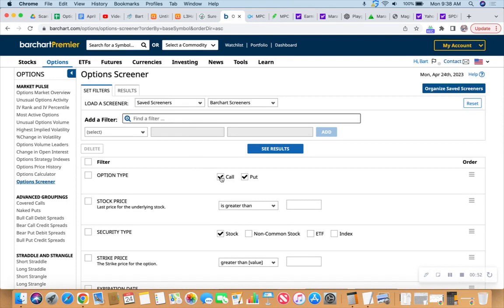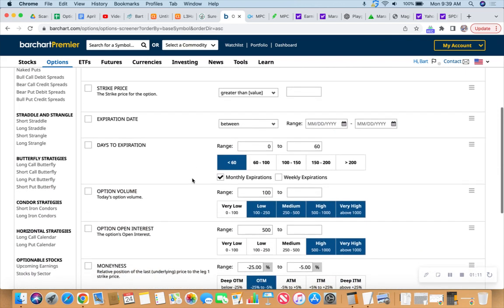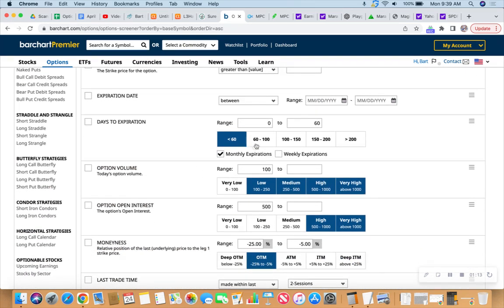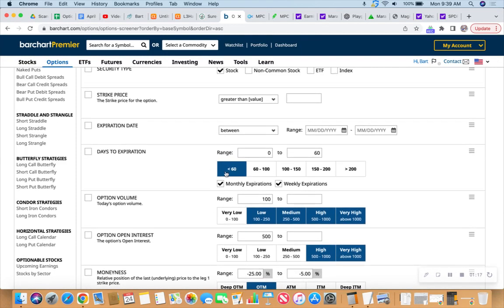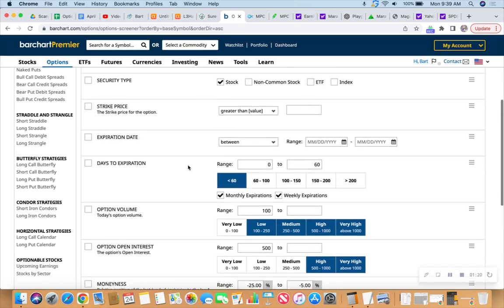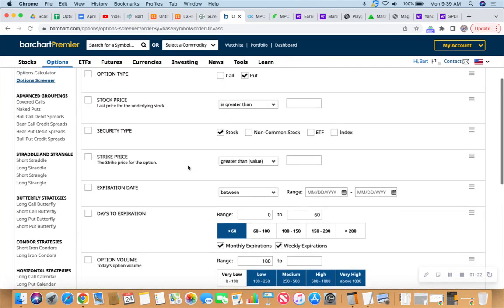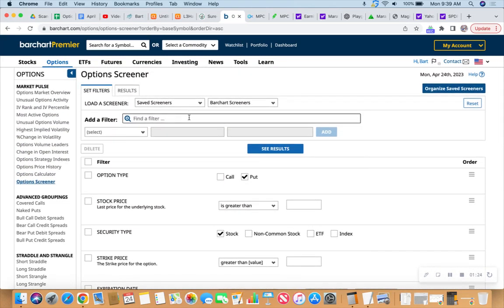We're going to take off the calls for now, although we need to visit that and discuss if any of my call opportunities are looking good or making it onto the screener today. So let's add the weeklies to that fold. And this is going to be under 60 days expiration, monthly and weekly expirations. Add the market cap to it.